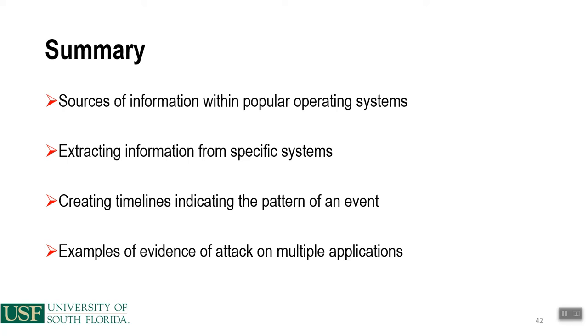We can extract information from specific systems and create entire timelines indicating the pattern of an event. That's very useful to make sure that the events that led up to, or were part of, a cyber attack can be identified so we can deploy the appropriate controls in the future. And then we also looked at different examples of evidence of attack on multiple applications, such as the antivirus, and how system administrators and security analysts can go in and make sure that the appropriate controls are put in place so these attacks don't happen again.